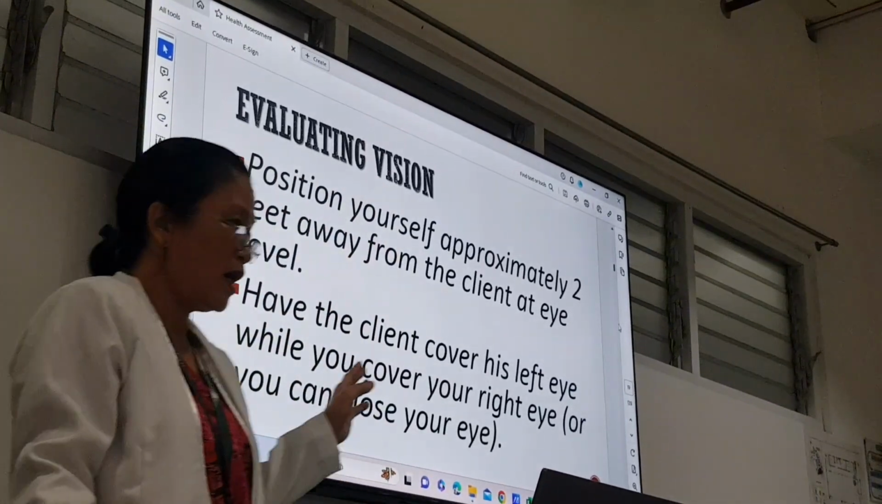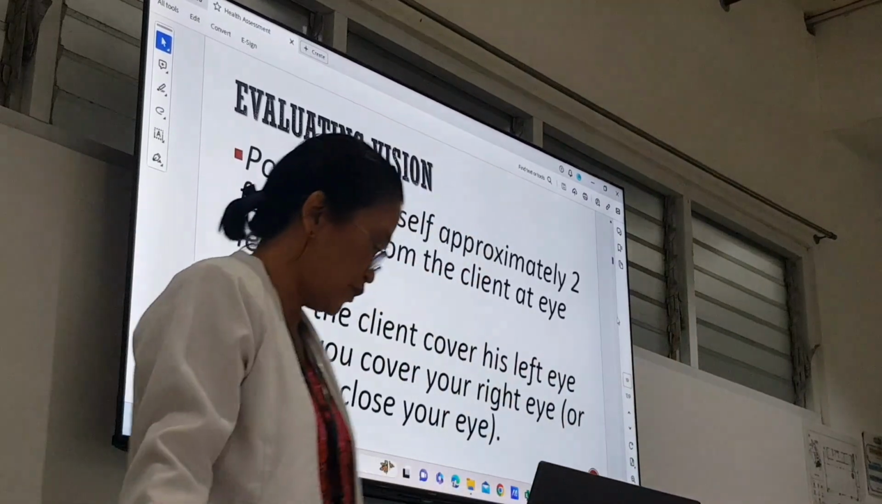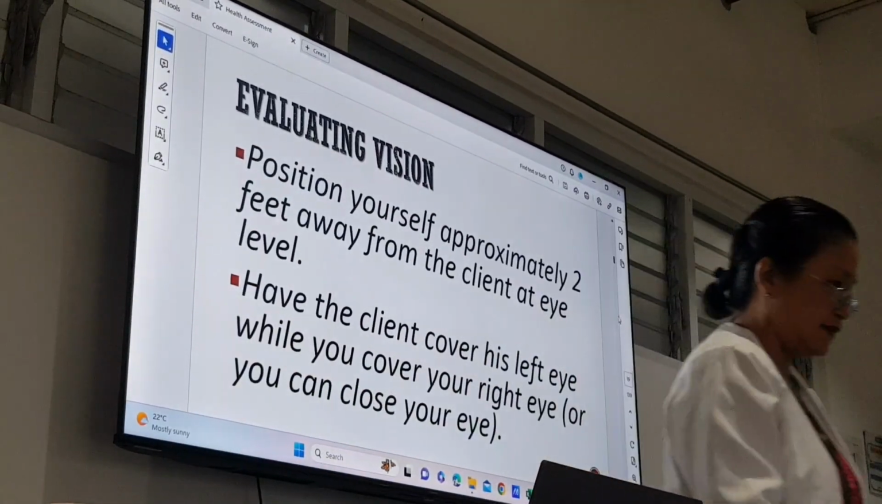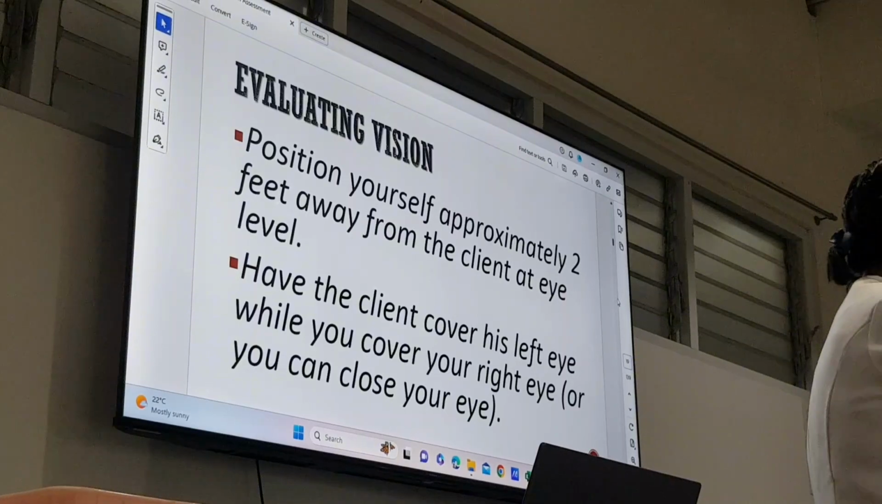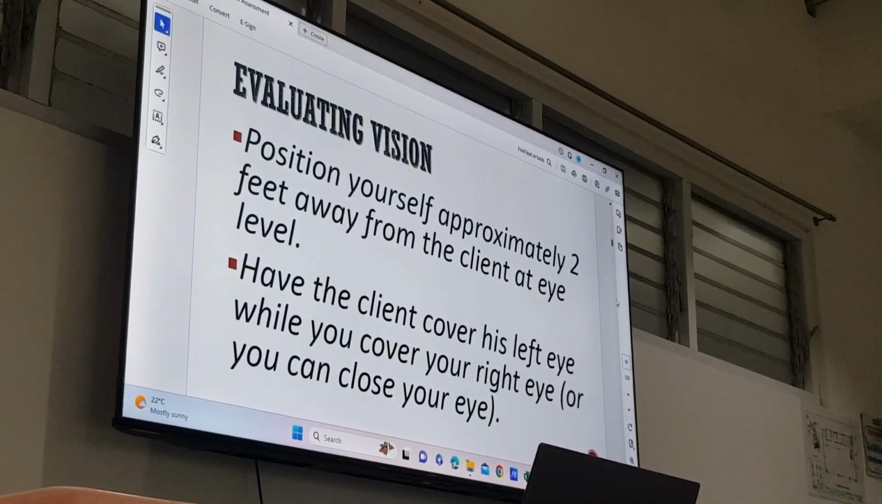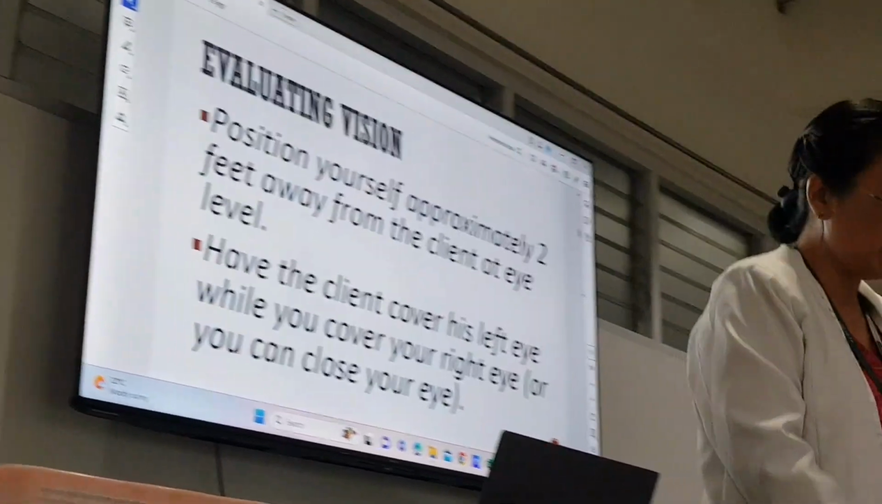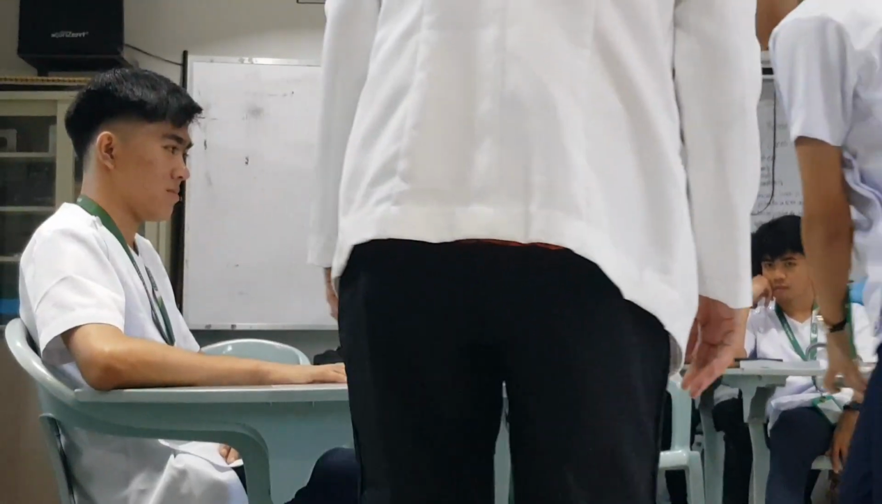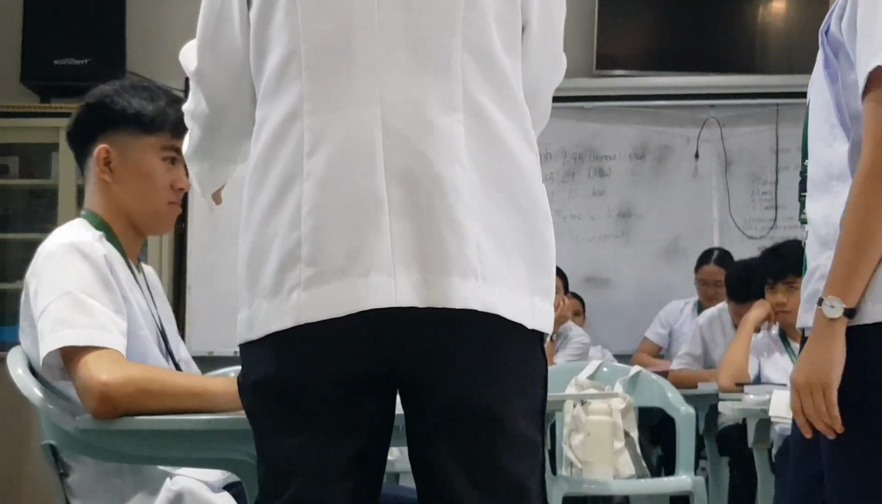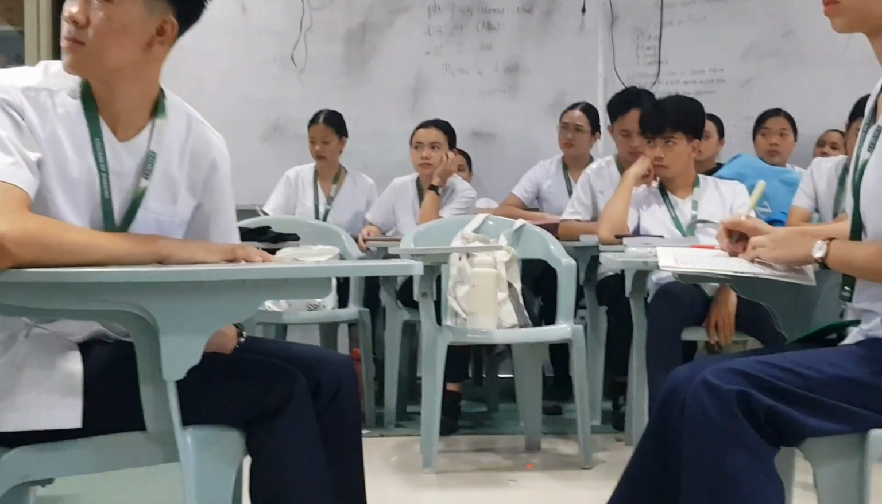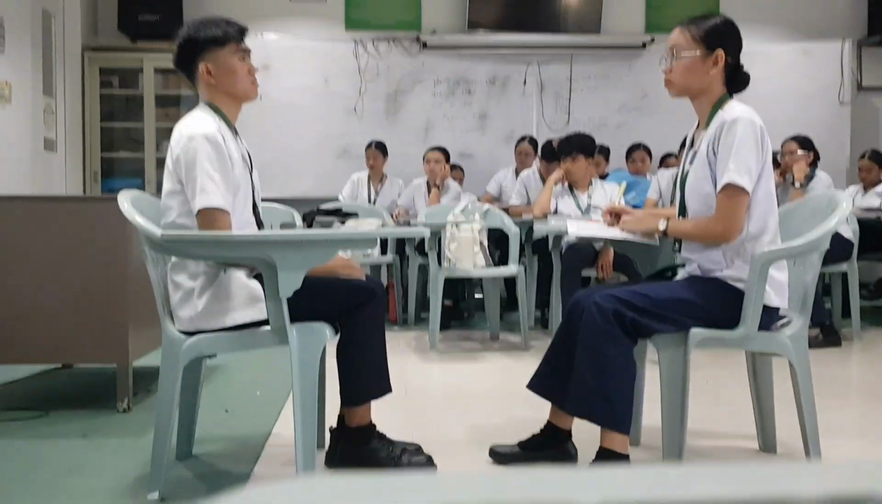Now, Miss Hakla, kindly stay in front of Mr. Gabriel 2 feet away. Kunin mo na yung upuan mo kasi nakaupo naman siya. 2 feet away. Okay, now 2 feet away from the client, and then position yourself approximately 2 feet away from the client at eye level. Kaya dapat magka-level ang katawan.